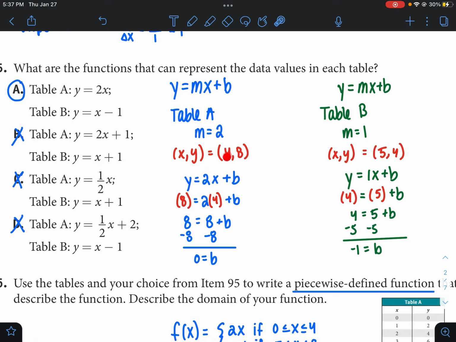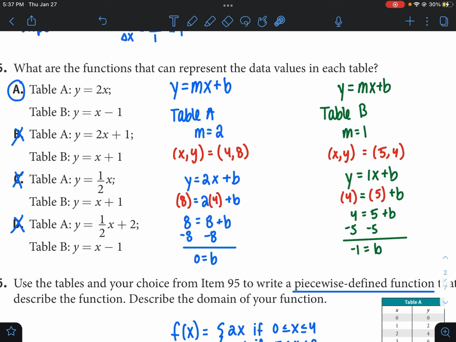Since I picked those coordinates here, what I can do is plug this x and y value into the corresponding spots, x and y, and then I can solve for my b value. In this first one for table A, I got a b value of 0, okay? So again, 2x plus nothing.